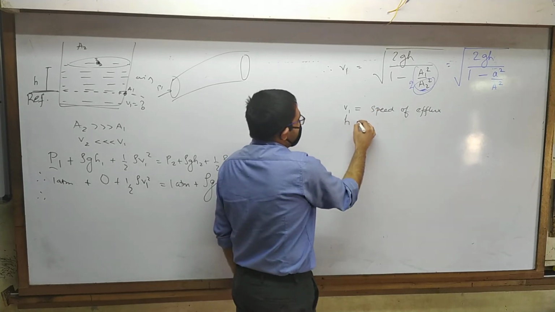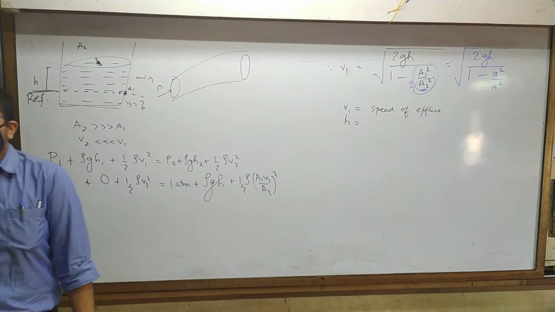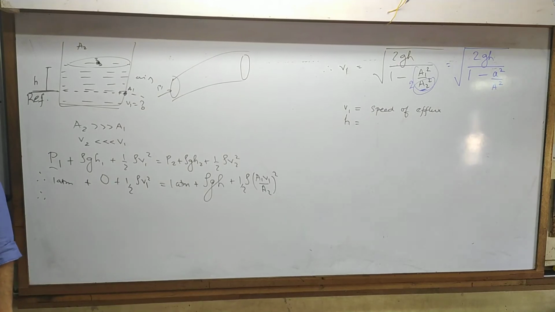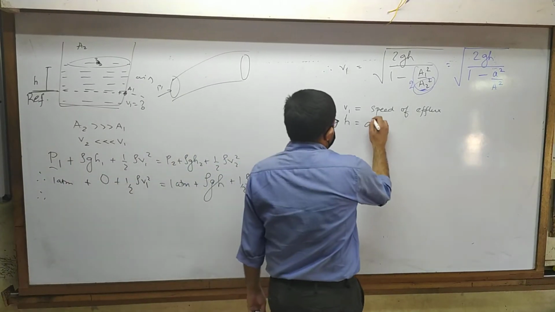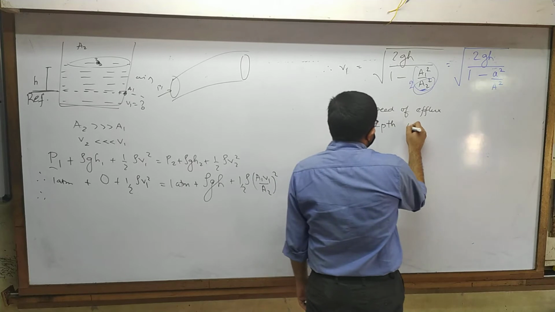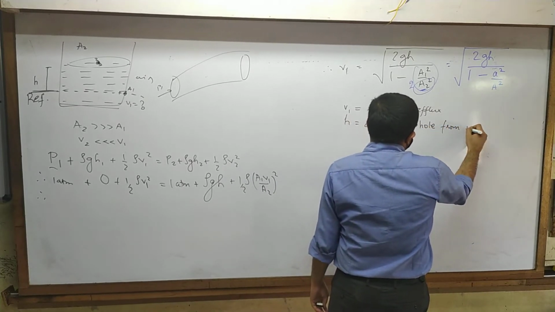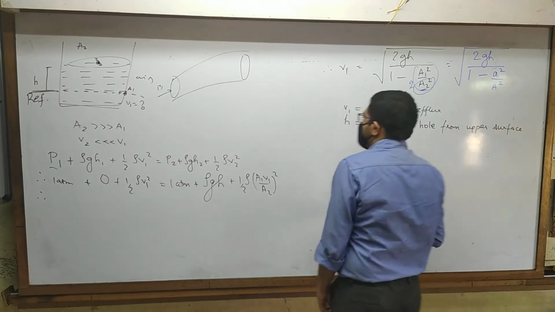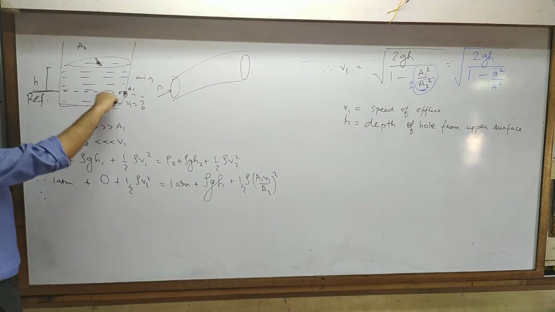Right? H for what? Depth of hole. That's the easiest way to explain. In this formula, H is the depth of hole. From where? From the upper surface. Yes or no? Here the hole, here the upper surface. So H is the depth of the hole.